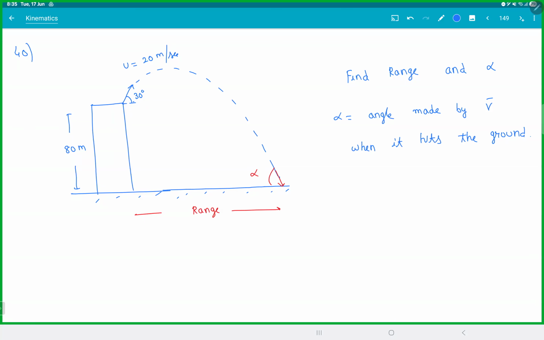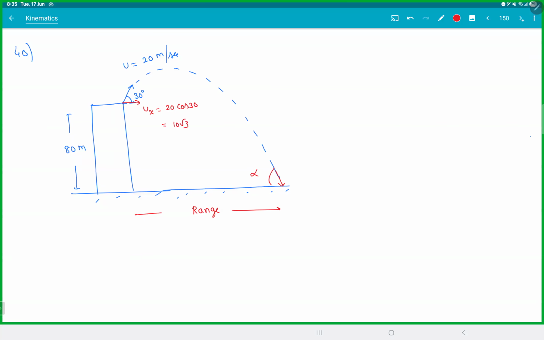So what is the range? So what is your horizontal velocity? Ux is u cos 30, which is 10 root 3. Uy is u sine 30, which is 10.